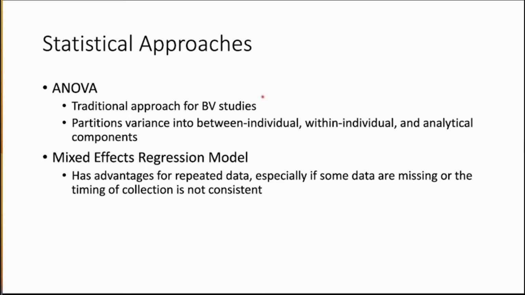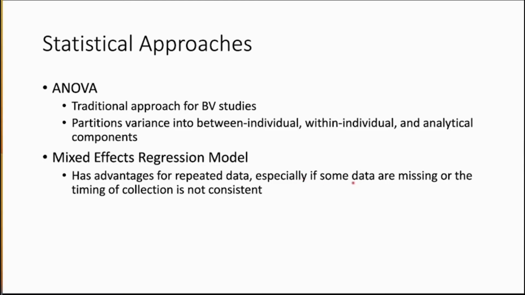The statistical approaches to doing this sort of analysis, there are two major approaches. The traditional one is analysis of variance, and that is still recommended by some authors for doing biological variation studies. So analysis of variance partitions the variance into between individual, within individual, and the analytical components. A more modern method is to do a mixed effects linear regression model, and that has some advantages for repeated data measurements, especially if some data are missing or the timing of collection is not consistent.